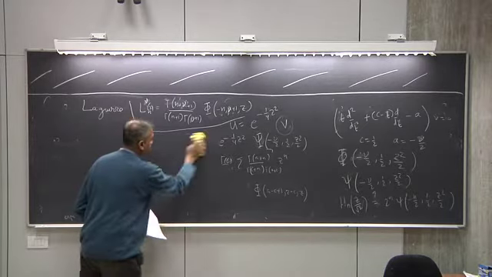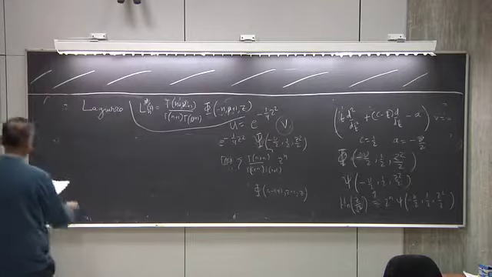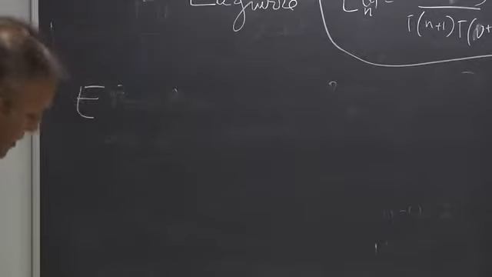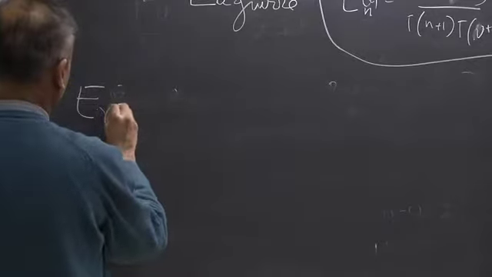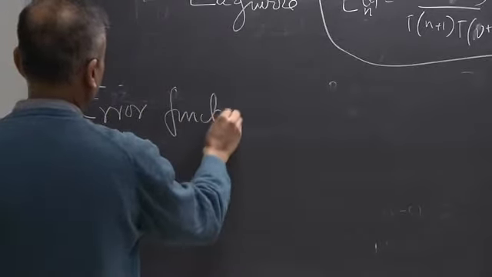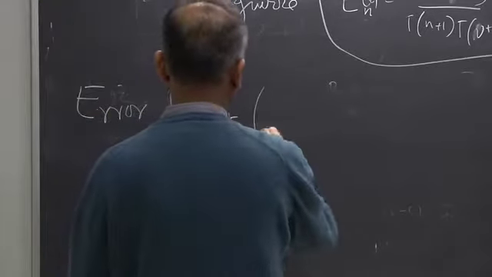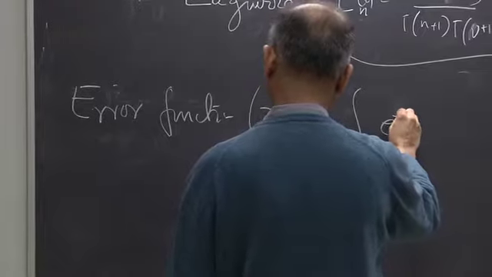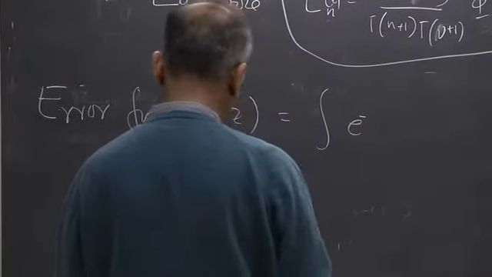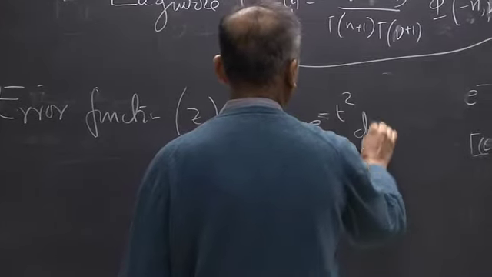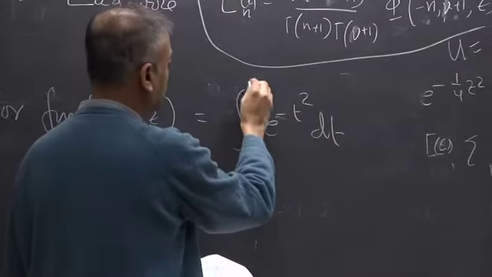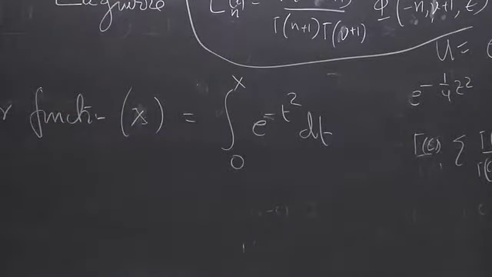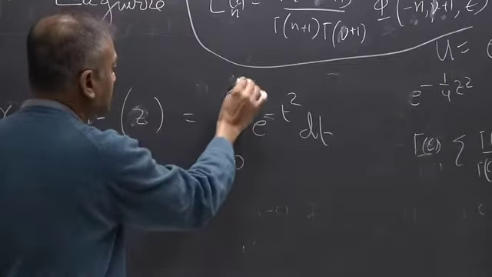So this function is simply defined as follows. It's called the error function, usually written as erf, and let's define it as a function of z. This is simply the integral of e to the minus t squared dt, so this is a Gaussian. You integrate from 0 to x, or just think of z, it doesn't matter.